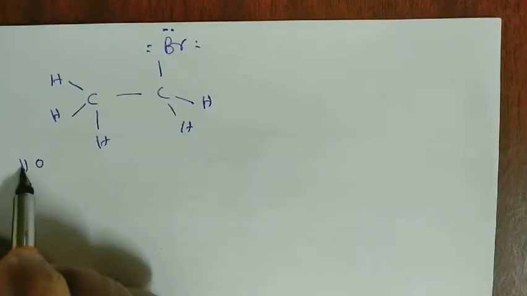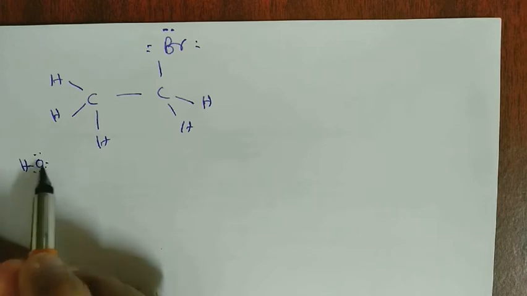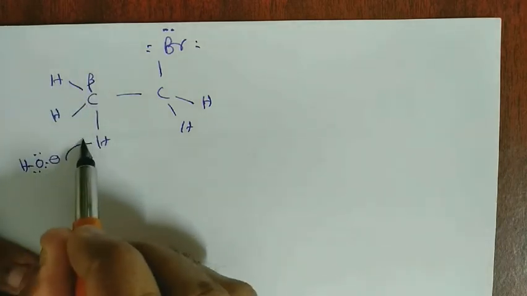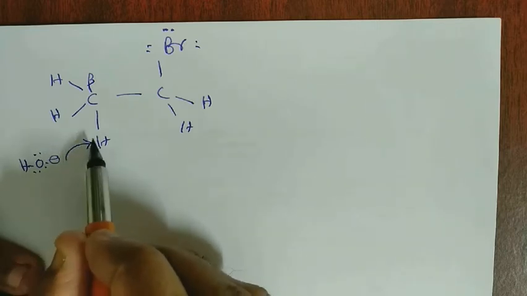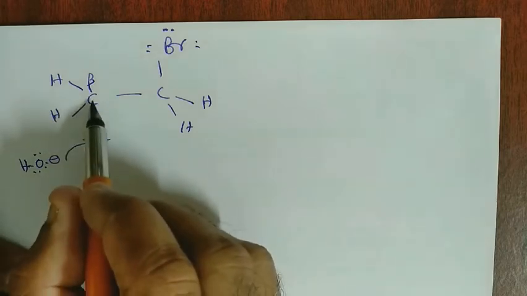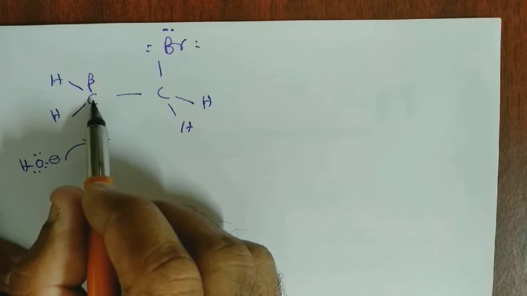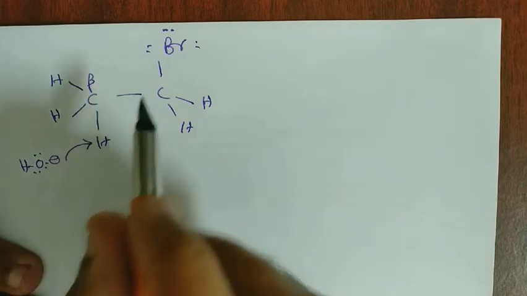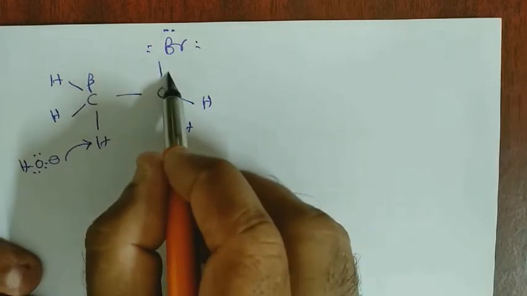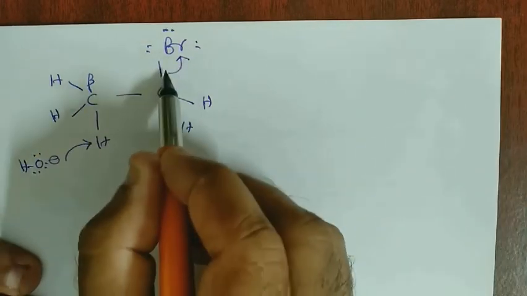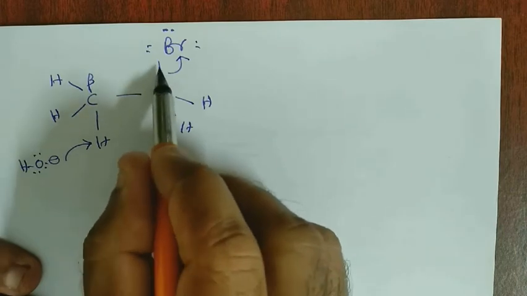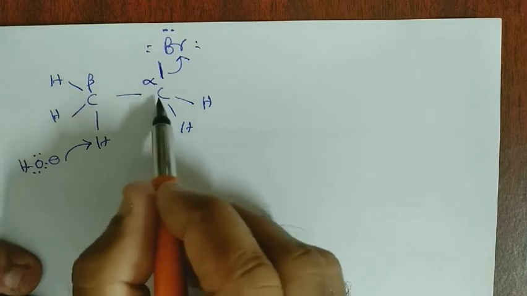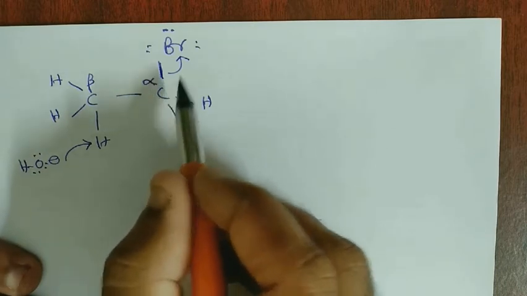Base abstracts one of the beta hydrogen atoms. In this process, hybridization of carbon changes from sp3 to sp2. Simultaneously, this bromine is removed from the molecule as a bromide ion. The alpha carbon also undergoes a change in hybridization from sp3 to sp2.